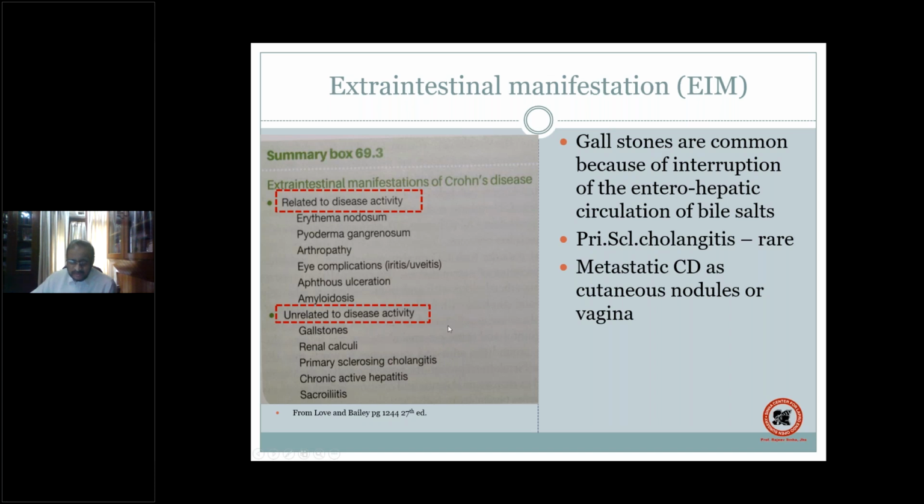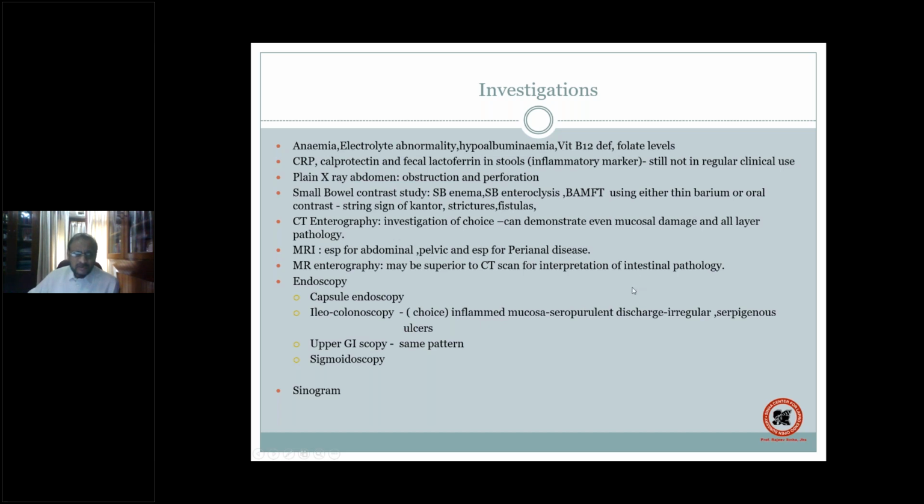Gallstones are very common in these patients. Why? Because you're breaking down the enterohepatic circulation because of ileitis. So if you have a breakdown of the enterohepatic circulation, obviously there will be more incidence of gallstones. Fortunately, primary sclerosing cholangitis is very rare in a patient of Crohn's. It is more common in ulcerative colitis. We will talk about that when we talk about comparison of Crohn's with ulcerative colitis, because both are inflammatory bowel disease. One is primarily of the colon, the other is primarily of the small bowel. Metastatic Crohn's disease can appear as cutaneous nodules or a vaginal nodule.